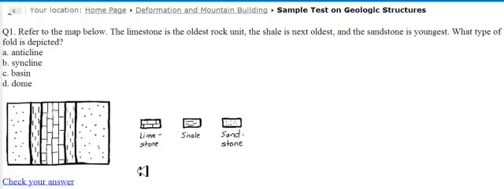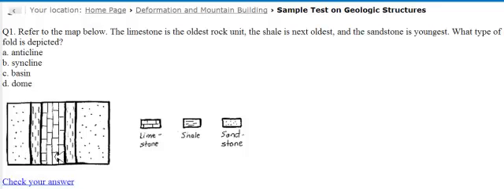And this first one, it says, refer to the map below. The limestone is the oldest rock unit, shale is next oldest, sandstone's the youngest. What type of fold is depicted? So this is a geologic map. It wants to know what kind of fold is in the subsurface.